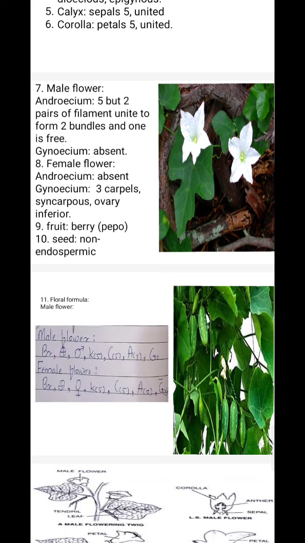Then the calyx: 5 calyx are present and they are fused, that's why you have to bracket them. Then C is the corolla, also 5 in number and in fused condition, so you write brackets on the 5. Then the androecium is 3 in number and also united, so it also gets brackets, and the gynoecium is absent in the male flowers, so you write 0 on the gynoecium.